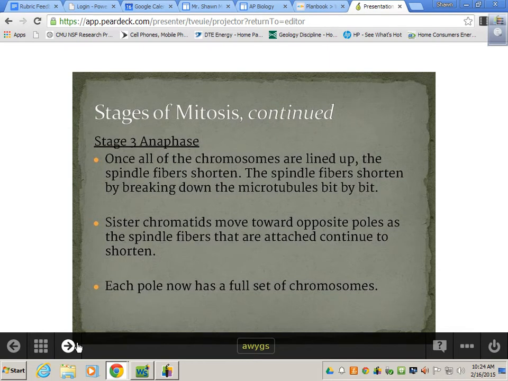So looking at the next phase called anaphase. Once all of those chromosomes are lined up, the spindle fibers shorten. The spindle fibers shorten by breaking down the microtubules bit by bit because those spindle fibers are actually made of long microtubules. Sister chromatids move towards opposite poles, and they separate at the centromere. And each pole is now going to have its own set of chromosomes. After this point, we no longer call them chromatids. We now refer to them as their own chromosome.